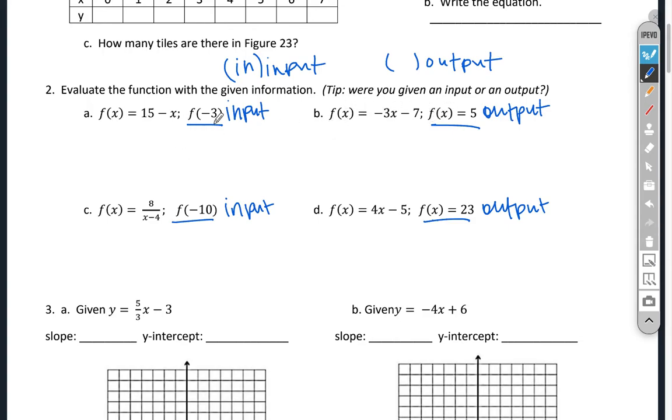So for number 1, we would plug in, so we'd have y equals 15 minus negative 3. Watch your signs here. And we'll get y equals 18.